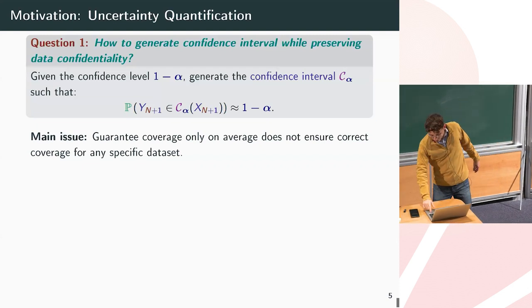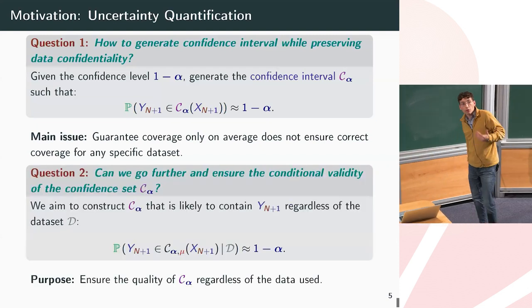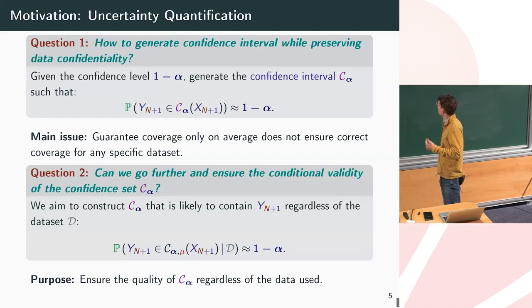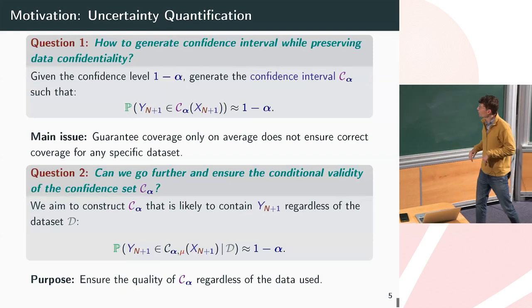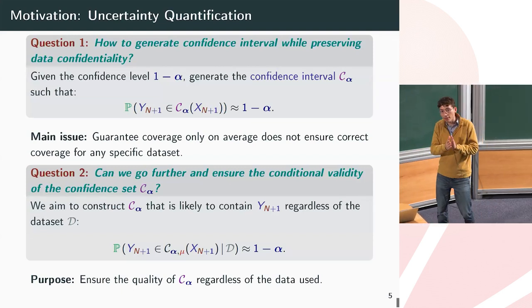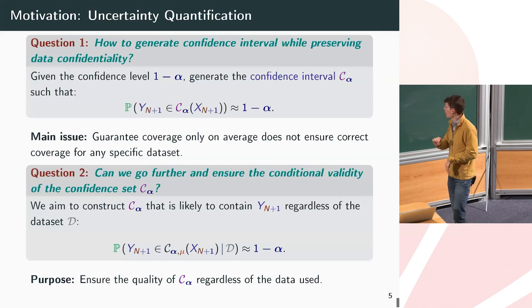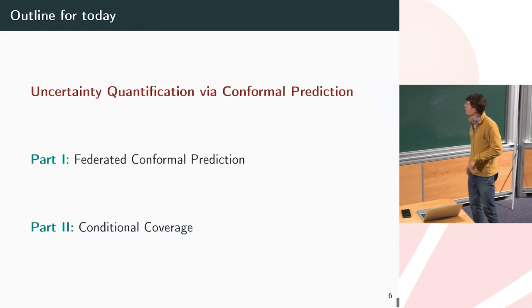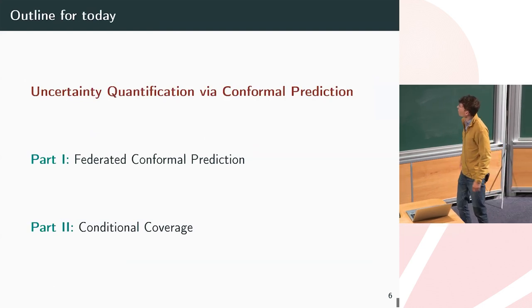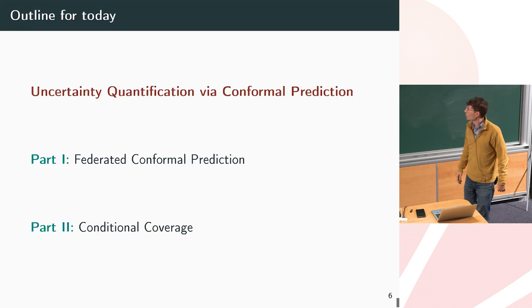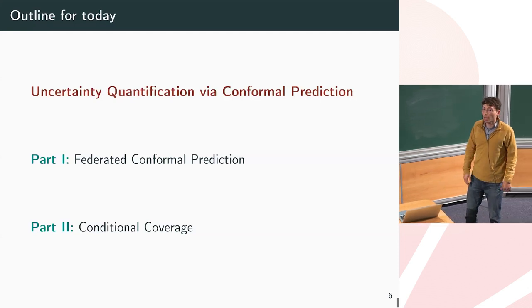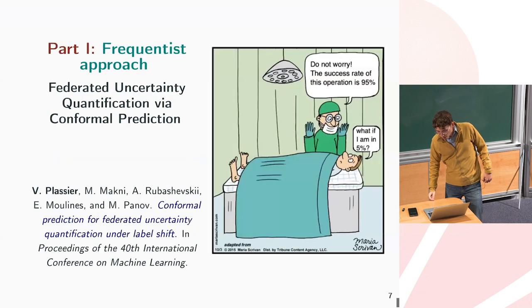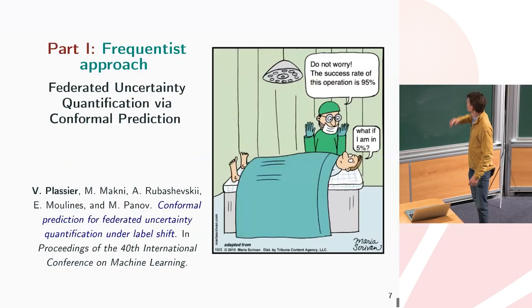And the second question will be, can we go further and also ensure conditional coverage quality given some data set, because in reality you have a fixed calibration data set and then you construct your prediction set on it. And so we will dig into this question. It will be divided in two parts. In the first one, we will introduce the basic concepts of federated conformal prediction, and then we will go further with this conditional coverage.